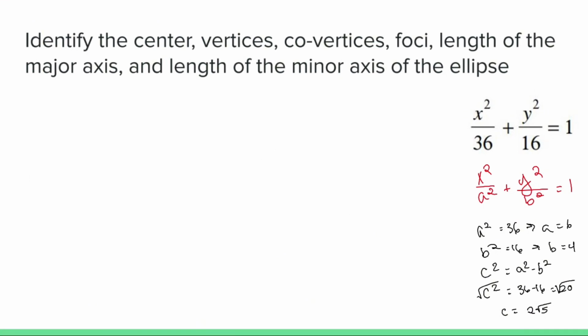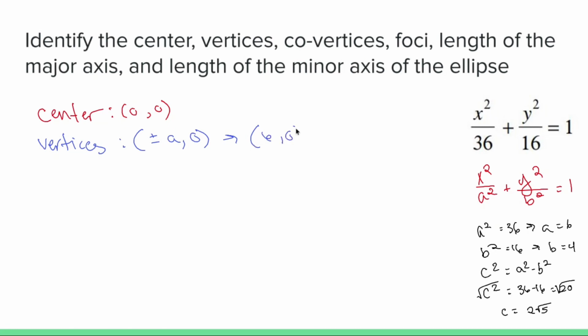Now we have enough information to really label things. So we have to find out 6 of them. First things first, since you're not adding or subtracting either the x or the y, your center is going to be at 0, 0. Your vertices, whenever you're centered at 0, 0, are given as either positive or negative a, 0. So in this case, the vertices are going to be positive a, which is 6, 0, and negative a, which is negative 6, 0. Those are your vertices.